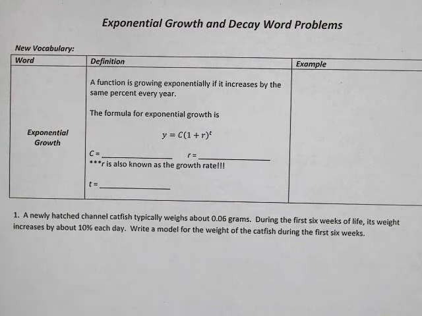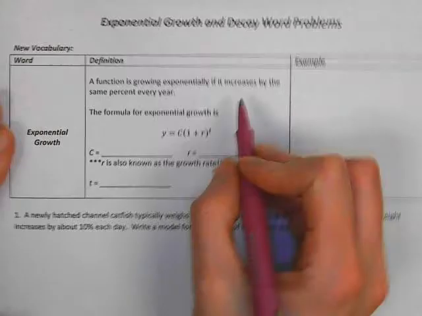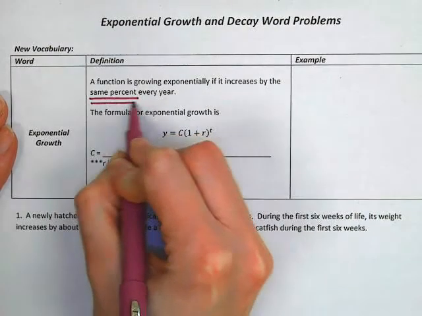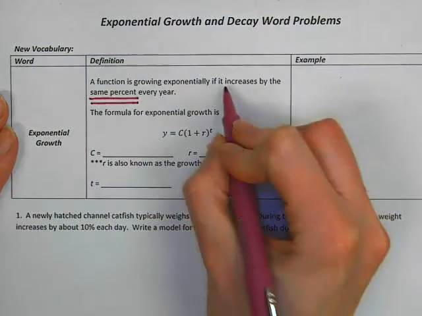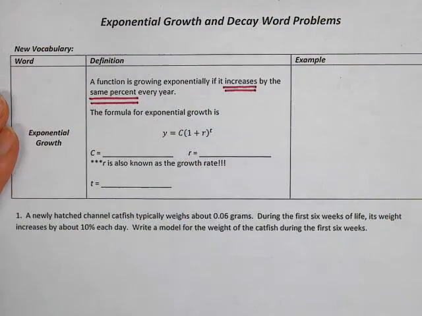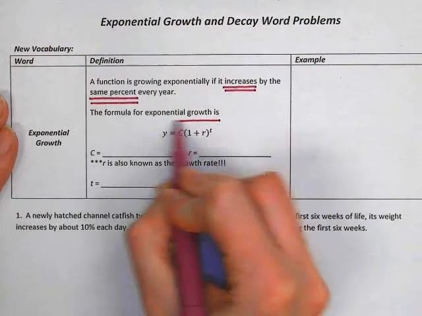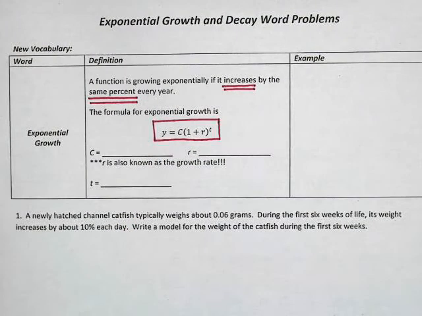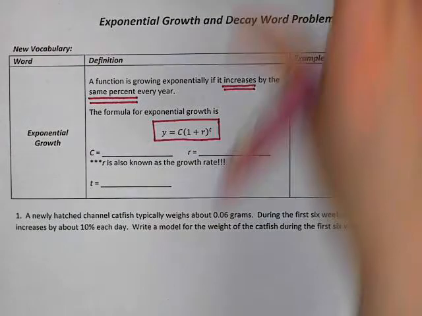Okay, so a function is growing exponentially if it's increasing by the same percent every year. Let's underline both of those. And here's the formula. Y equals C times, parentheses, 1 plus R, parentheses, to the T power.